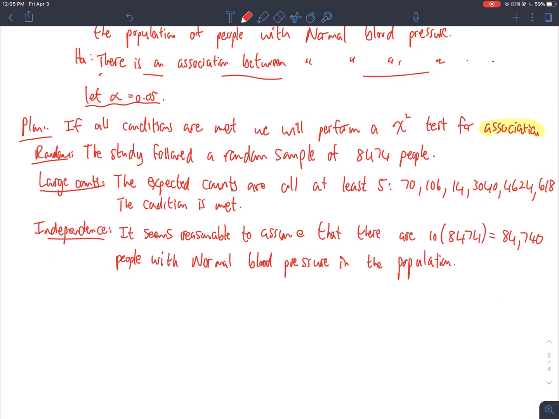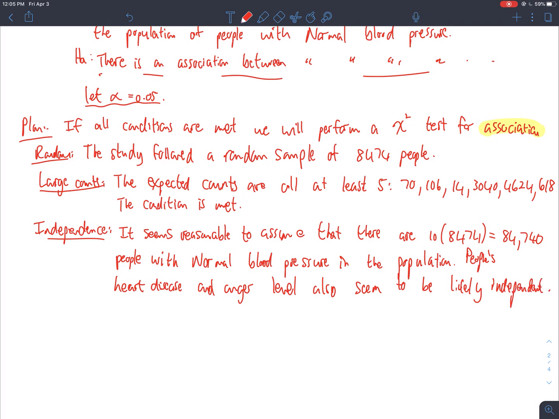I'm not sure if you need to make another statement here. Knowing, yeah, I would think that people's values of their heart disease and anger level are independent of each other. So I would also just say maybe people's heart disease and anger level also seem likely independent. Okay, it's a random sample. People don't have any relationship to each other necessarily. How would one person's two categorical variables influence another's? Doesn't seem like that's the case. Okay, and then you say do.